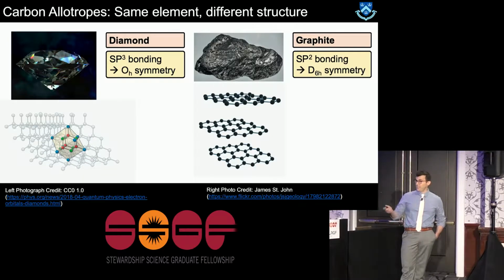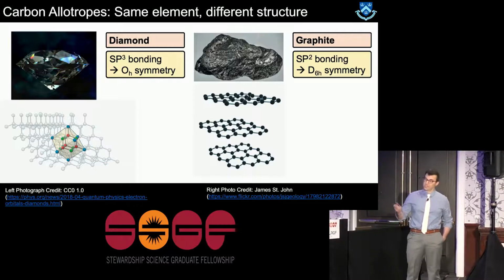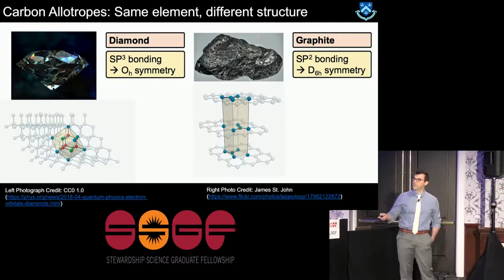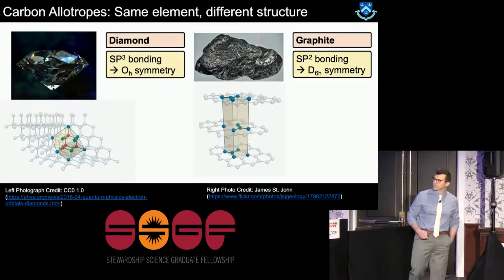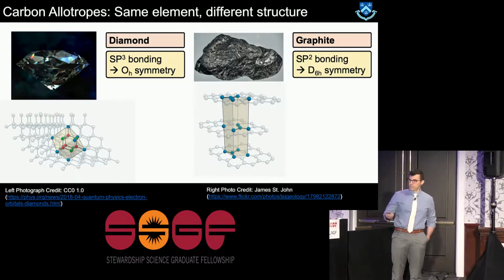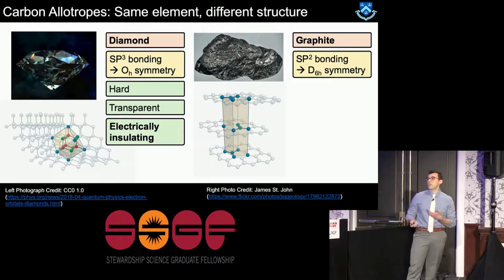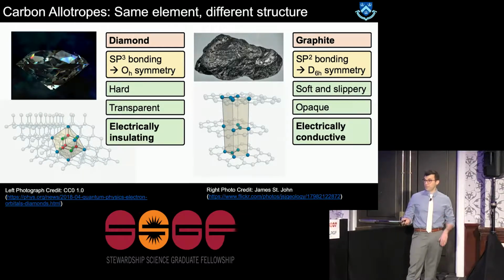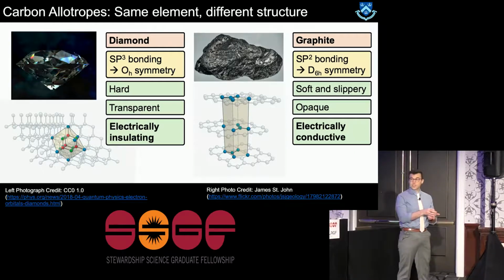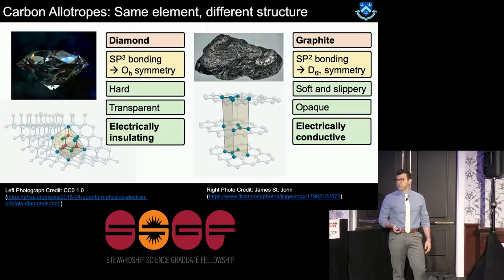Graphite, on the other hand, has this sp2 bonding in plane, and it belongs to the D6H point group, and it has a unit cell which contains 4 carbon atoms. So we see that these two materials are made from the same element, but they have clearly different structures and symmetries, and therefore they have vastly different properties. Diamond is hard, transparent, and electrically insulating, and graphite is soft and slippery, opaque, and electrically conductive.